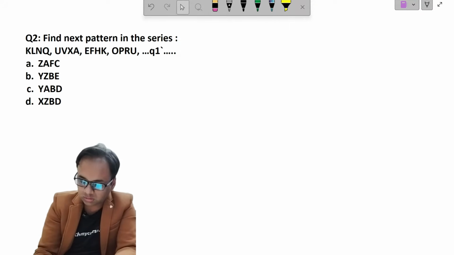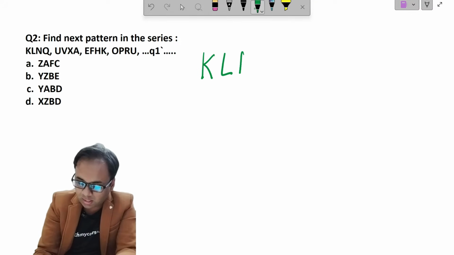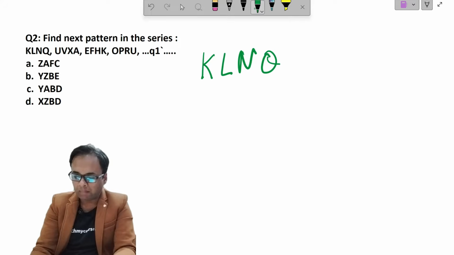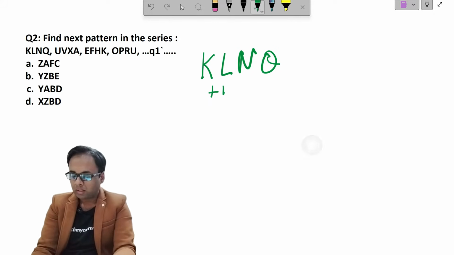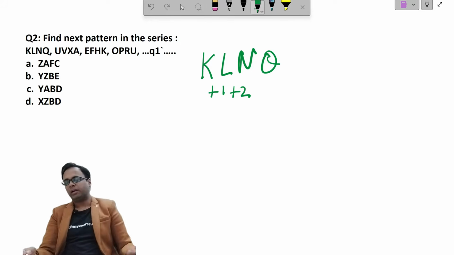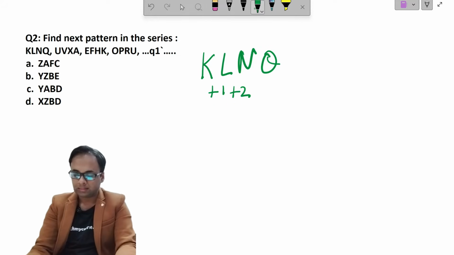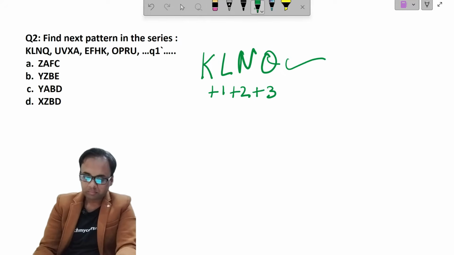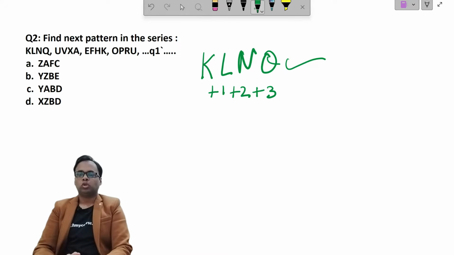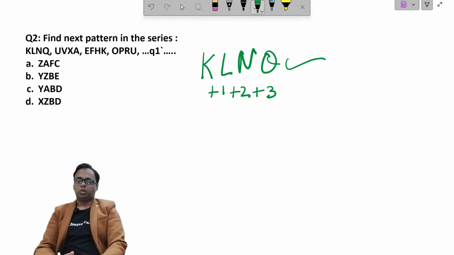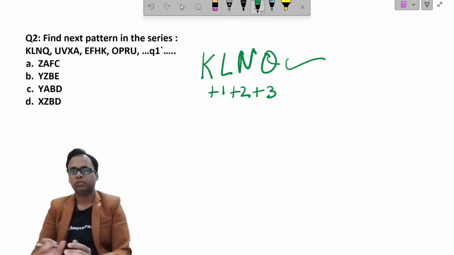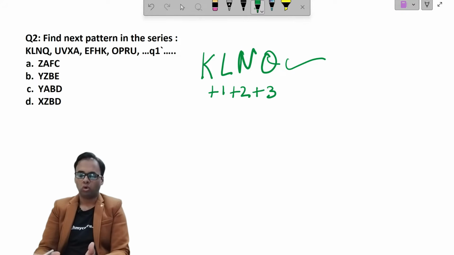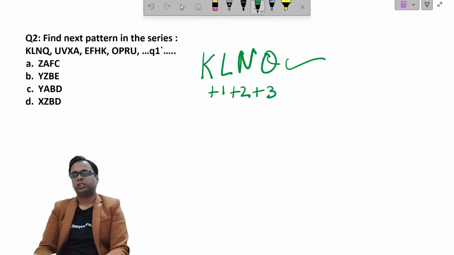The first group in this series is K, L, N, Q. If we see the alphabetical ordering, I, J, K, L, M, N, O, P, Q. K plus 1 gives L. L plus 2 gives N. And plus 3 gives Q. So K, L, N, Q satisfies this. Normally, when we solve this sort of alphabetical series, first of all we try to find out whether some sort of addition series is being followed or not. So plus 1, plus 2, plus 3 is the trend for K, L, N, Q.